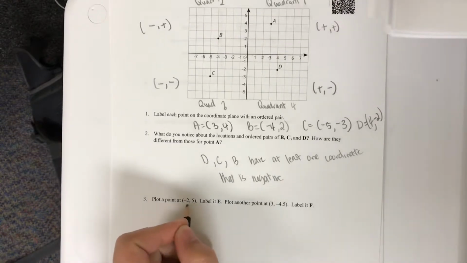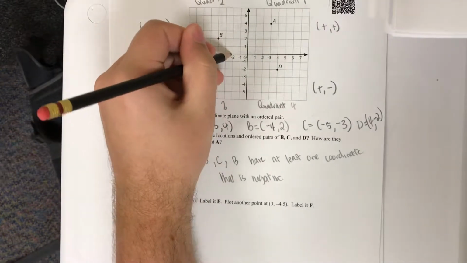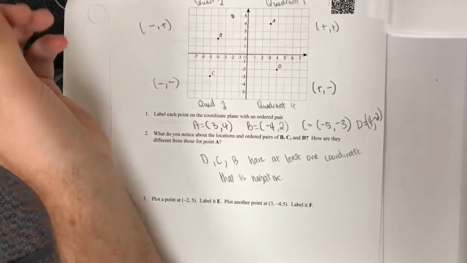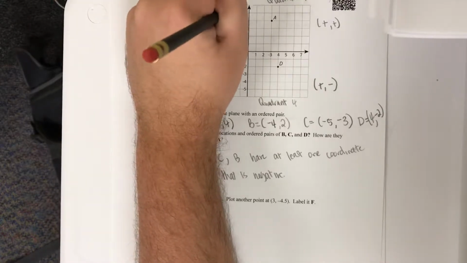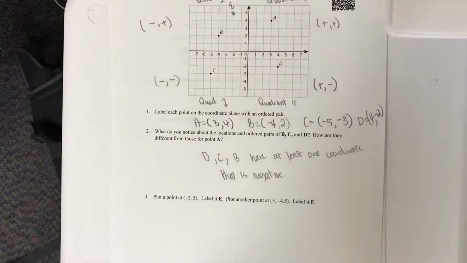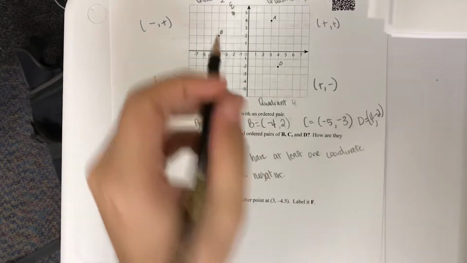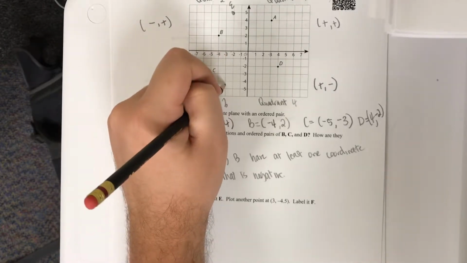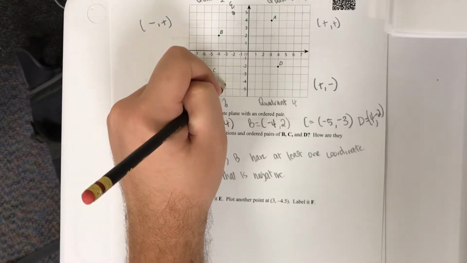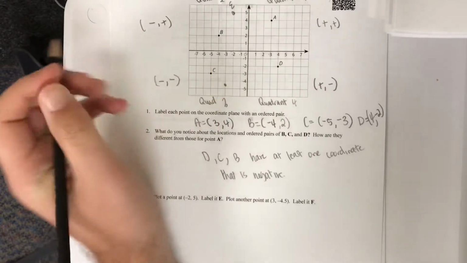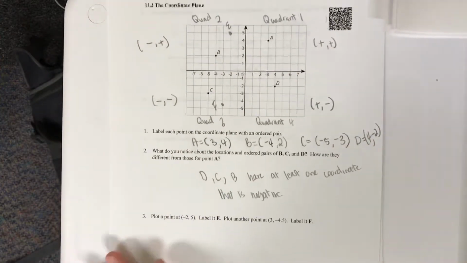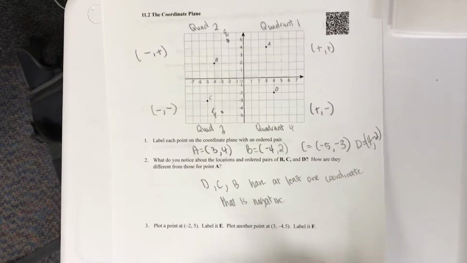So to plot this, we're going to go to the left 2, and then we're going to go up 5. And we're going to label that E. Plot another point at 3, -4.5, label it F. So I'm going to go -3, -4.5. 4.5 should be between -4 and -5, right? And so that's going to be F. So I'm plotting that like it says.